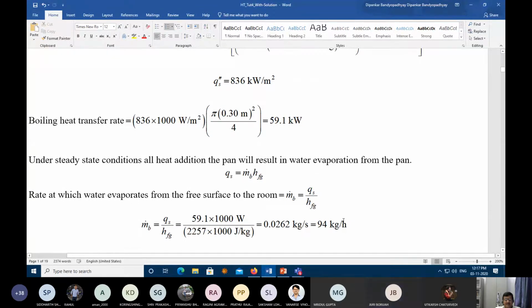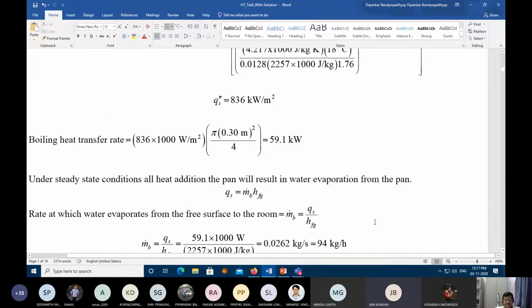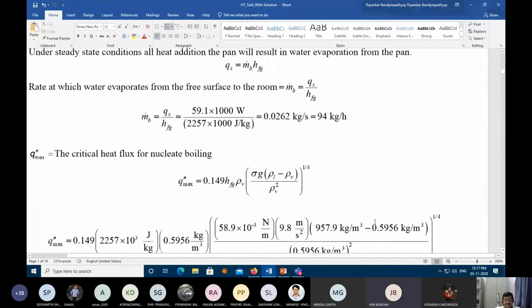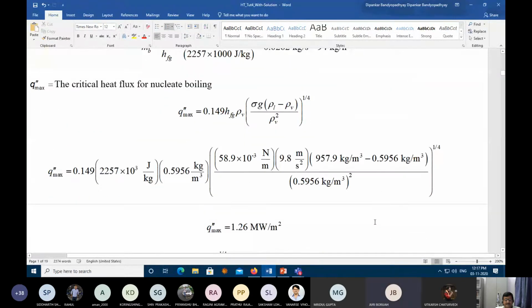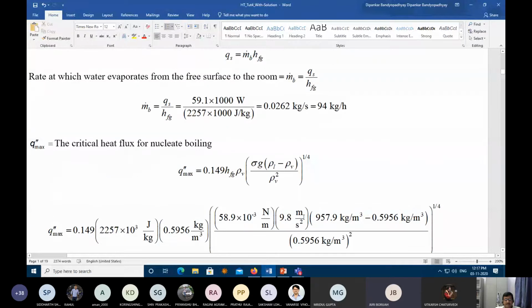Yes, sir. How much did you get? Sir, I'm calculating. So 93 point something. Unit? Be very careful about the unit, okay? That's it. 94 means it will be kg per hour. Now kg per second will be different, okay?